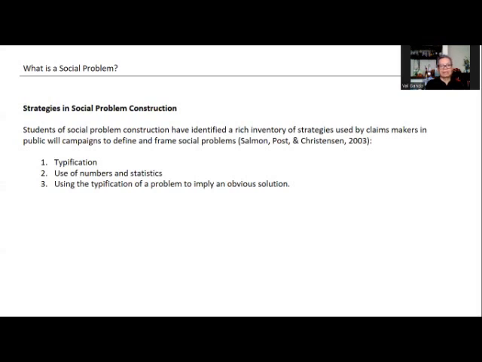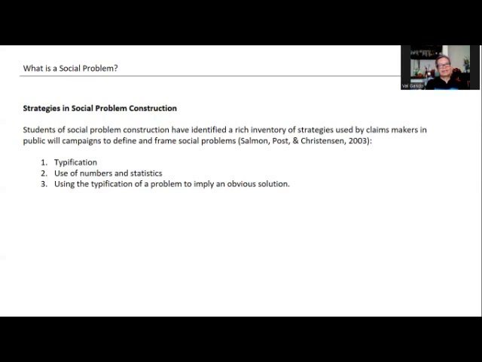According to Salmon and Christensen, students of social problem construction have identified the following strategies used by claims makers in public will campaigns to define and frame social problems. The first is typification, which means defining a social problem and offering examples that have potential to influence the public will. From the story of Julie, typification was done by defining the absence of toilet as a poor sanitation issue that has causes, effects, and sample cases.